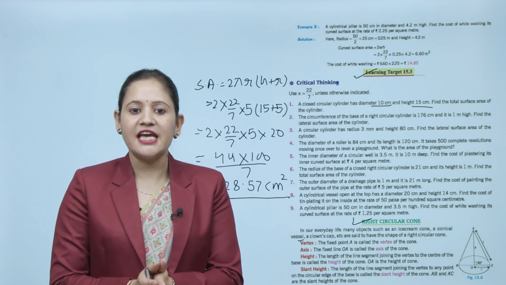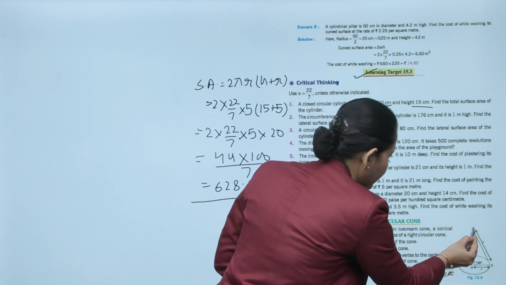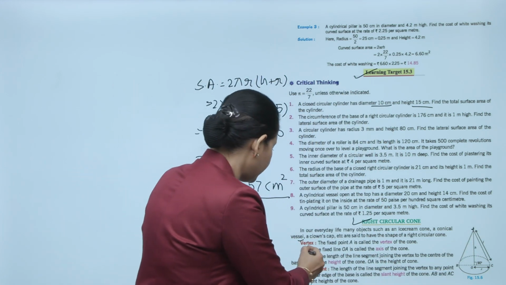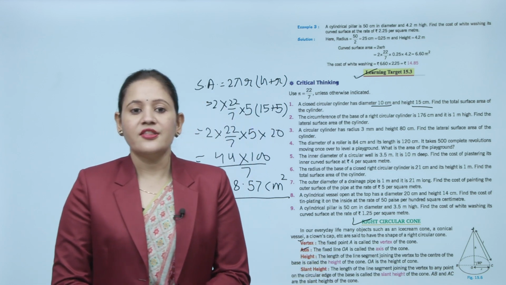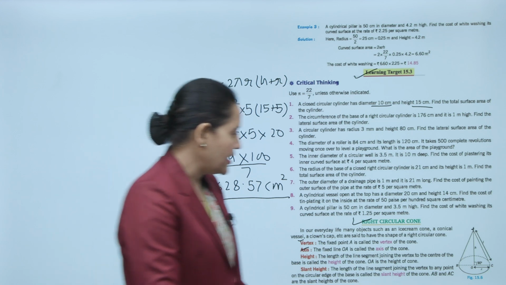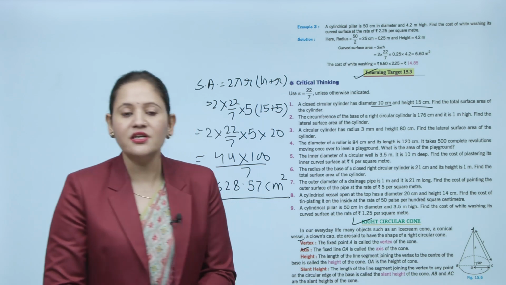The fixed point A is called the vertex of the cone. Next is axis. The fixed line OA is called the axis of the cone. This line OA is called the axis of the cone.